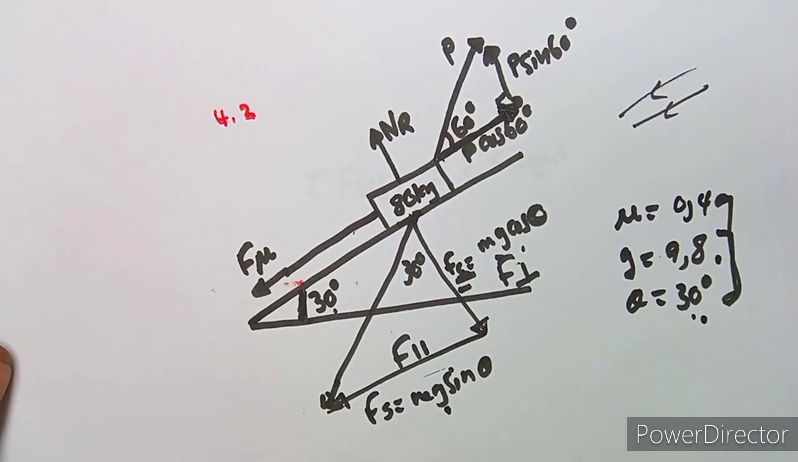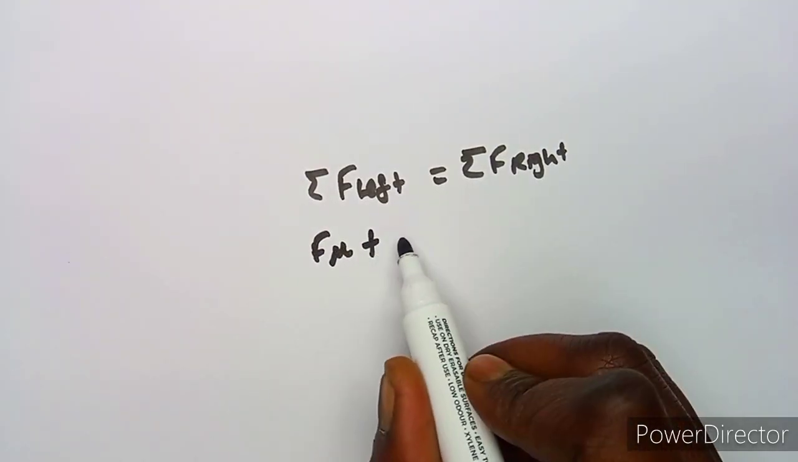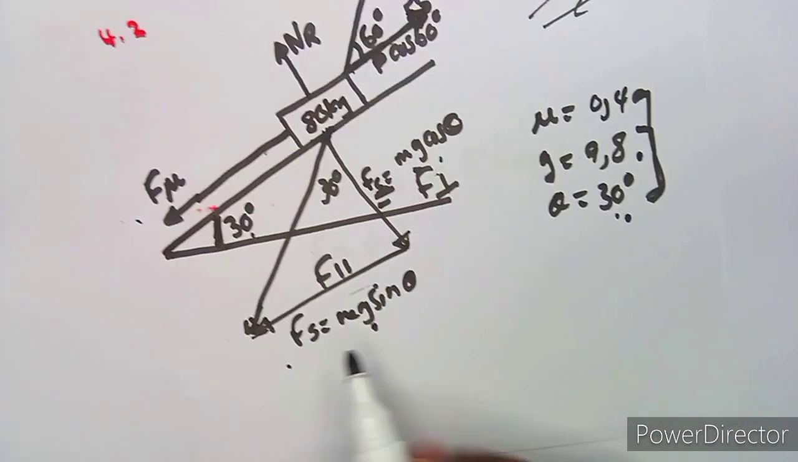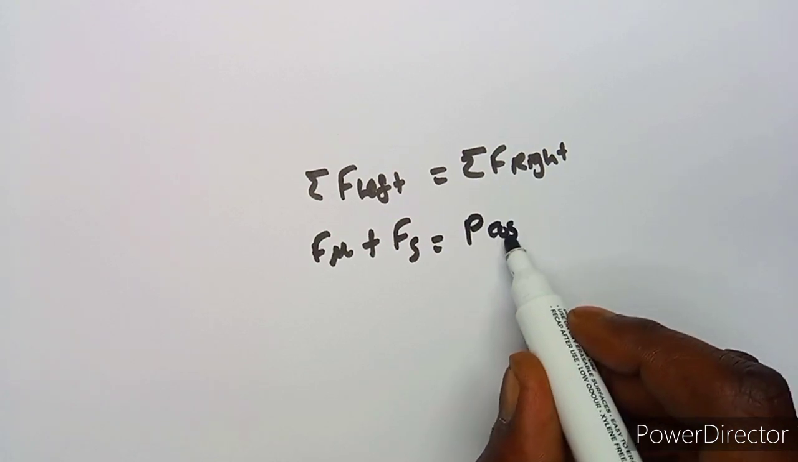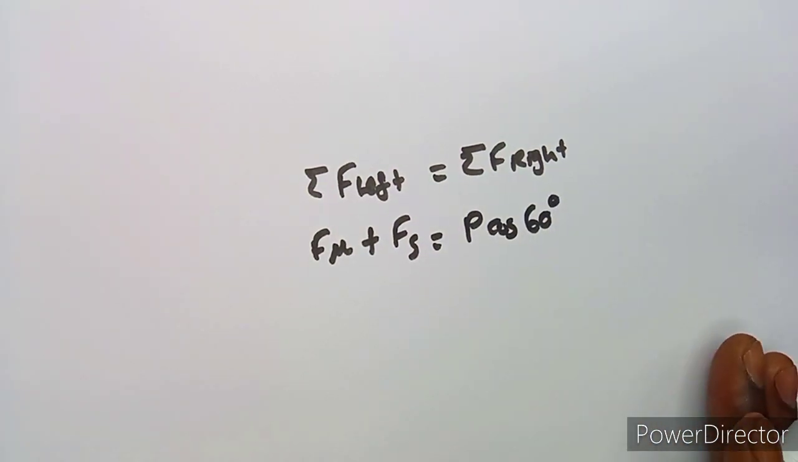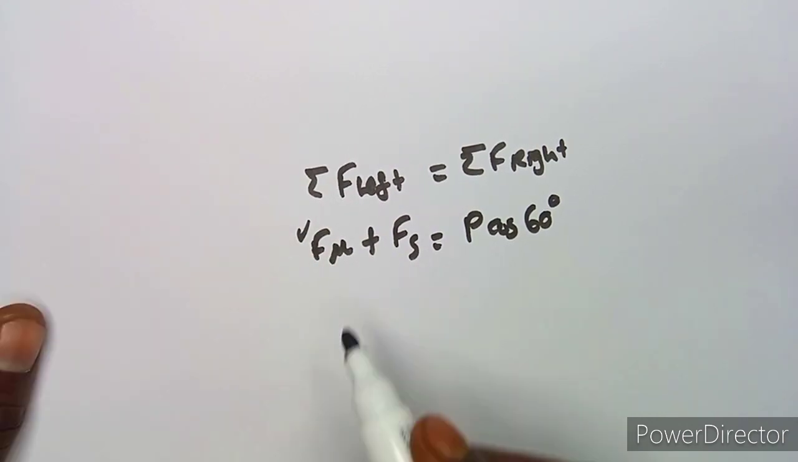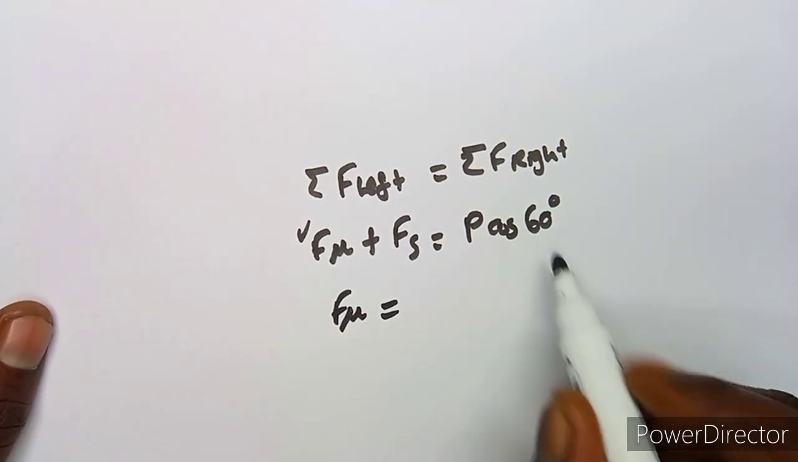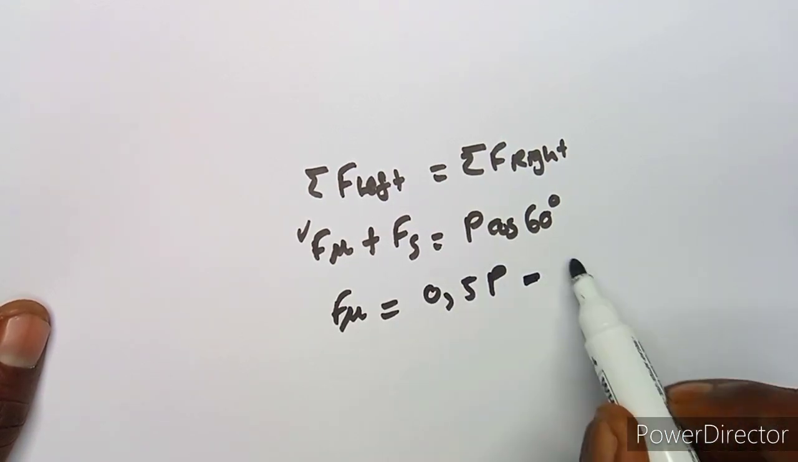So we are going to add these two to the left, which is your frictional force plus your parallel component, Fs. It must give us F to the right, which is P cos 60 degrees, the one that we obtained as 0.5 P, if we are not mistaken. Anyways, we want this frictional force because it's the one in the formula. Fs is not in the formula, so we need to make the frictional force the subject. So our frictional force is going to be P cos 60, which gave us 0.5, minus Fs.